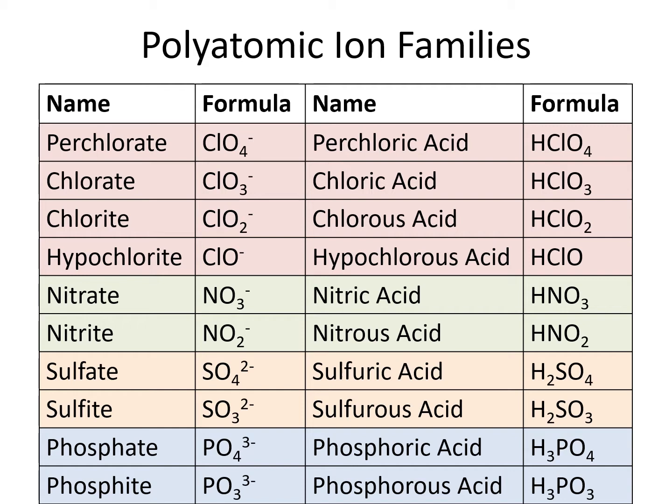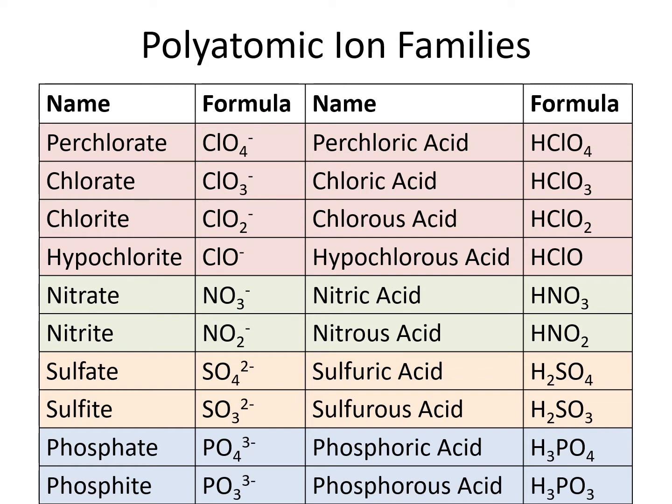They have one nonmetal bonded to one or more oxygen atoms, and together they have an overall charge. The charge is the same for all oxyanions within a family. All the ones with chlorine are -1. All the ones with nitrogen are -1. All the ones with sulfur are -2, and all the ones with phosphorus are -3.